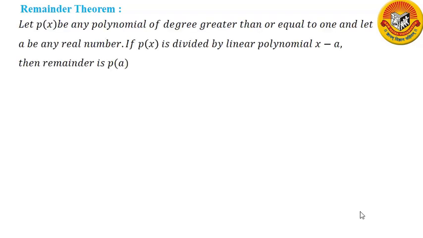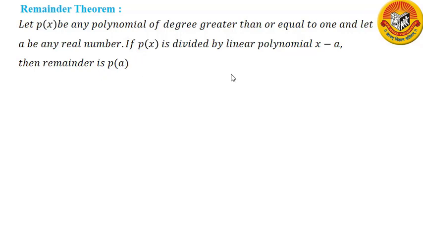Let P(x) be any polynomial of degree greater than or equal to 1 and let a be any real number. If P(x) is divided by the linear polynomial x minus a, the remainder is P(a). So P(x) is a polynomial of degree greater than or equal to 1 and a is a real number, and we are dividing this P(x) by a polynomial x minus a. We can divide by any linear polynomial: x minus a, x plus a, x plus 5, x minus 10, right? The remainder will be P of a.